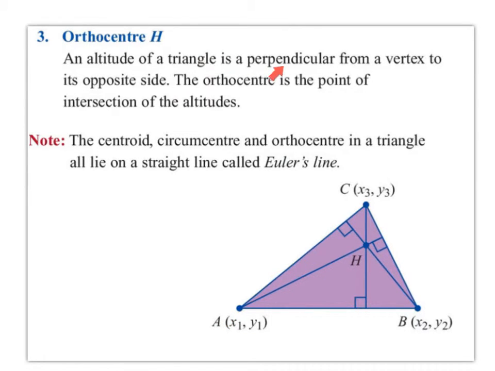The orthocenter is the point of intersection of the altitudes, and it's labeled here as H. So it's the point of intersection of the three altitudes, and that is the orthocenter. Note, the centroid, circumcenter, and orthocenter in a triangle all lie on a straight line called Euler's line. Some people pronounce this as Euler, so Euler or Euler, Euler's line.